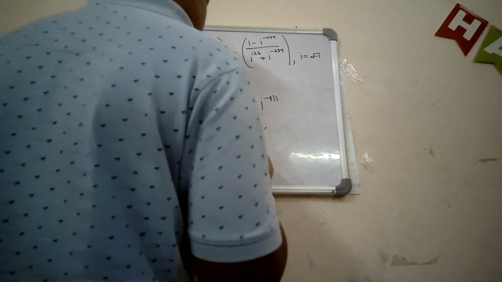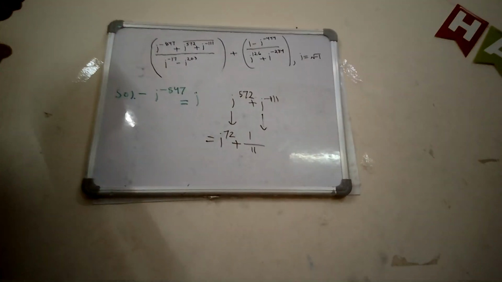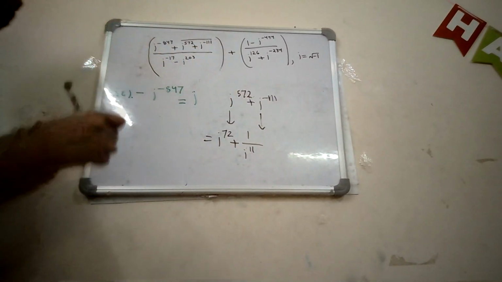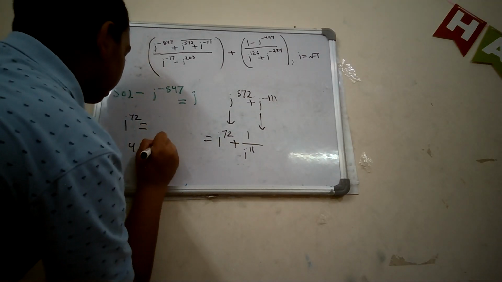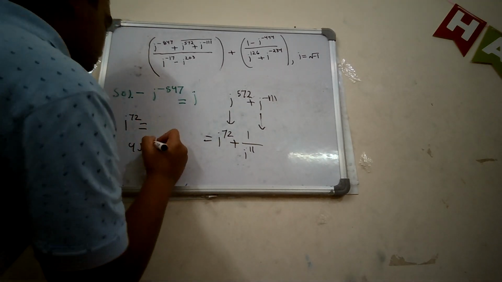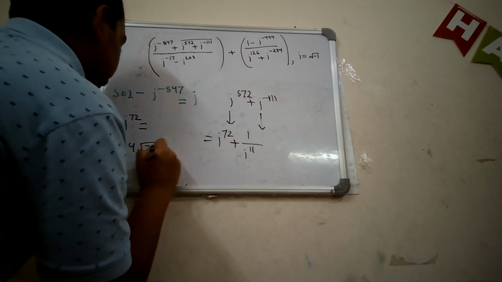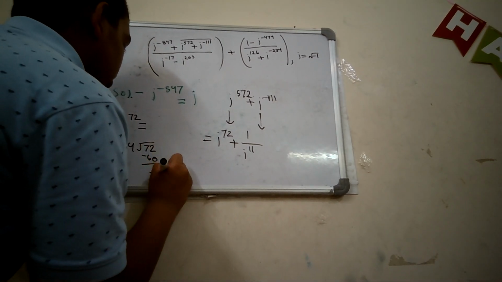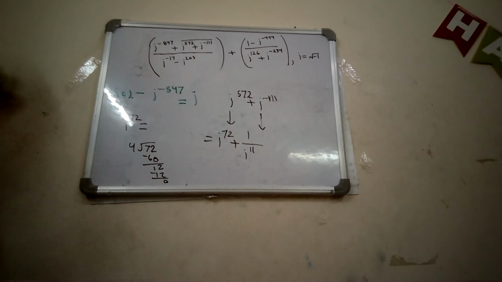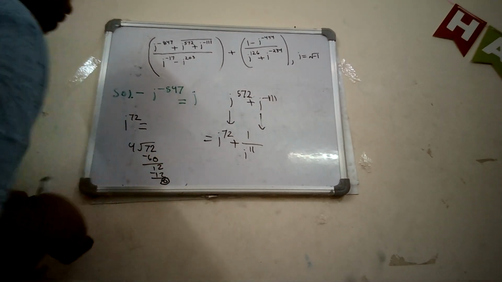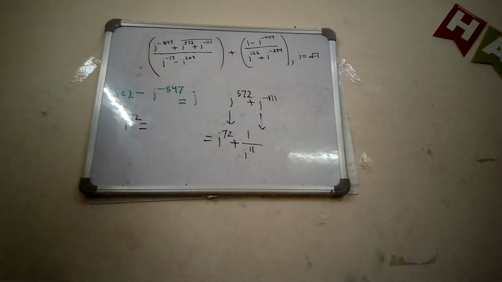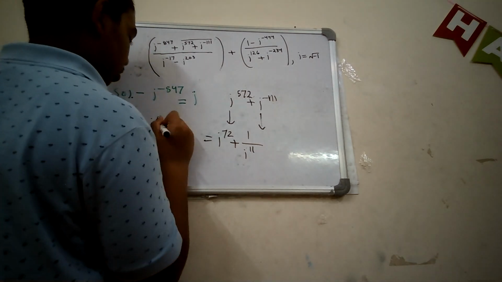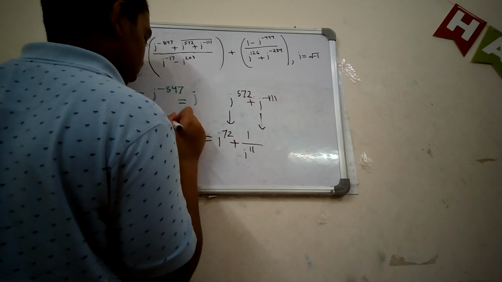So now, let's quickly simplify this. Now, what's I to the power 72? We can divide by 4. Let's start it small here. Turns out the remainder is actually 0. And we know that when the remainder is 0, we can write the power as the remainder. So you get I to the 0th power, which is 1. Nice.